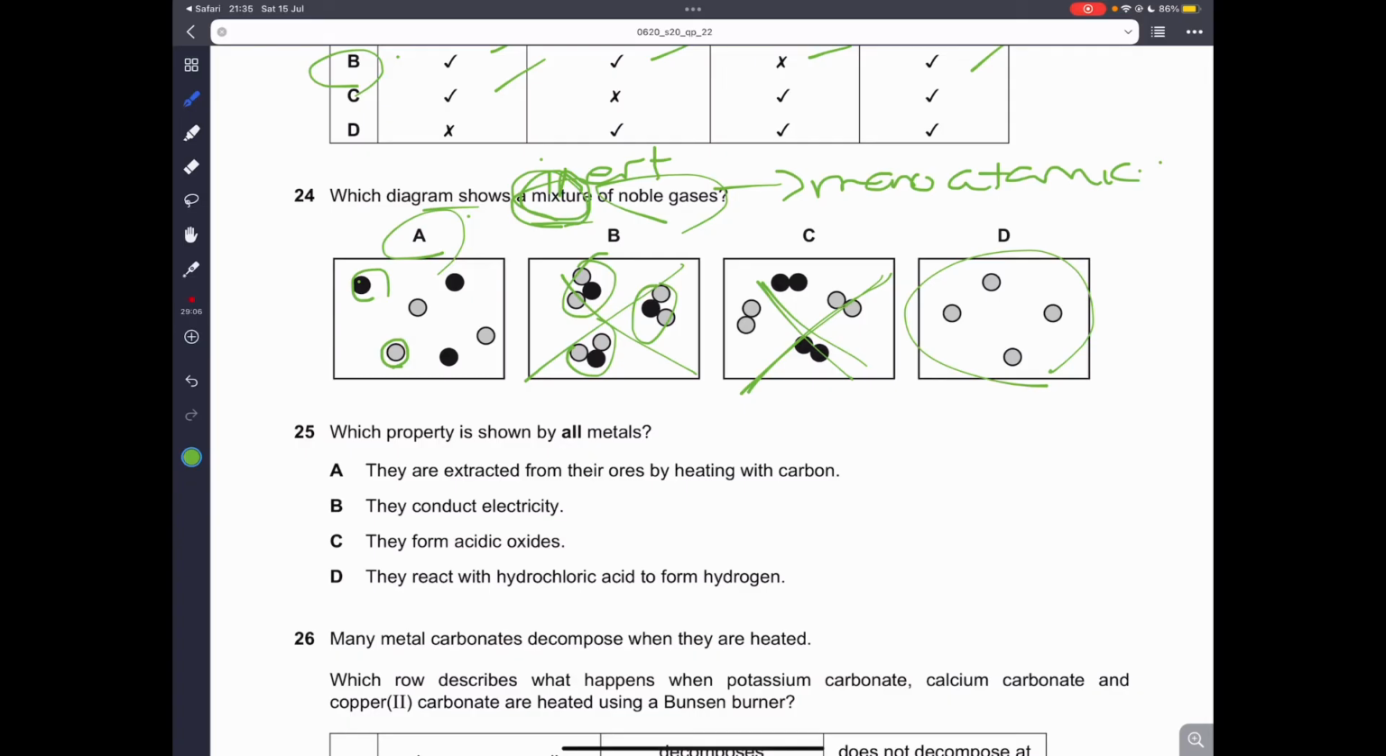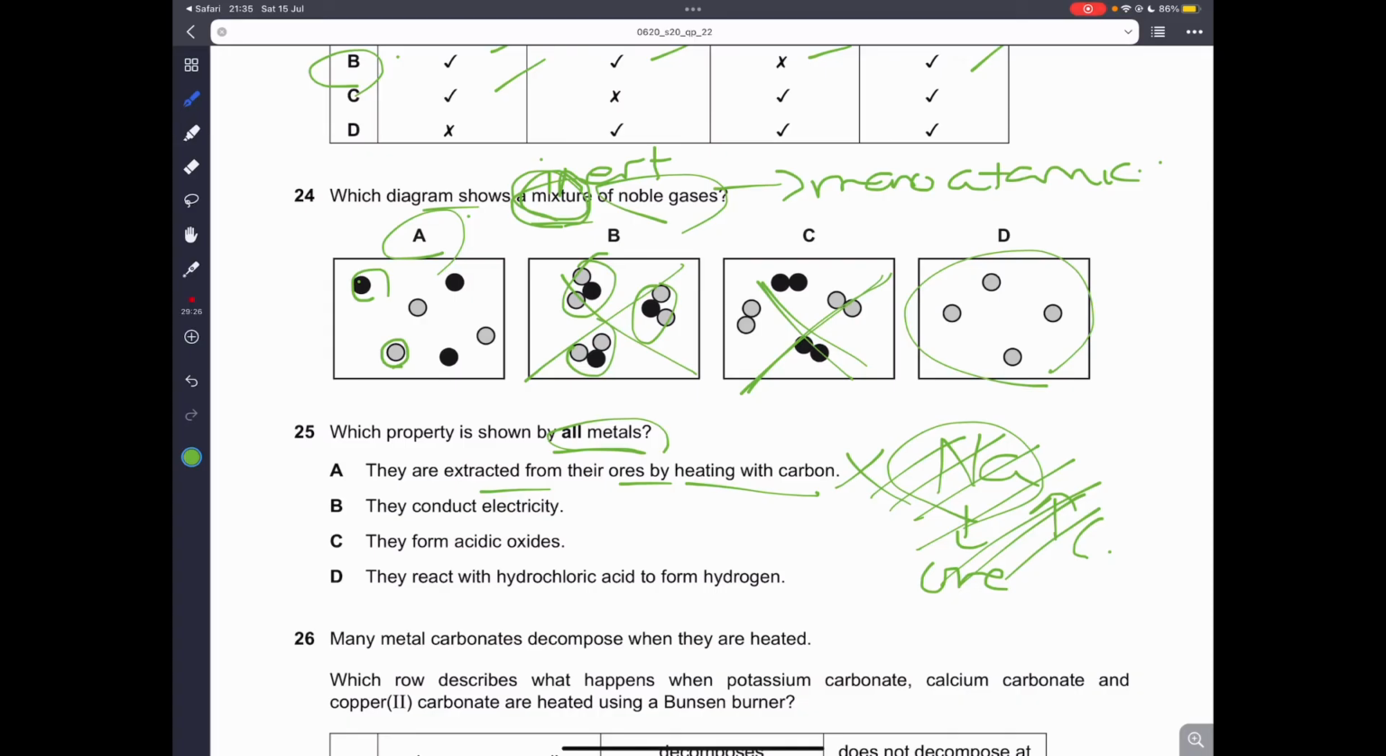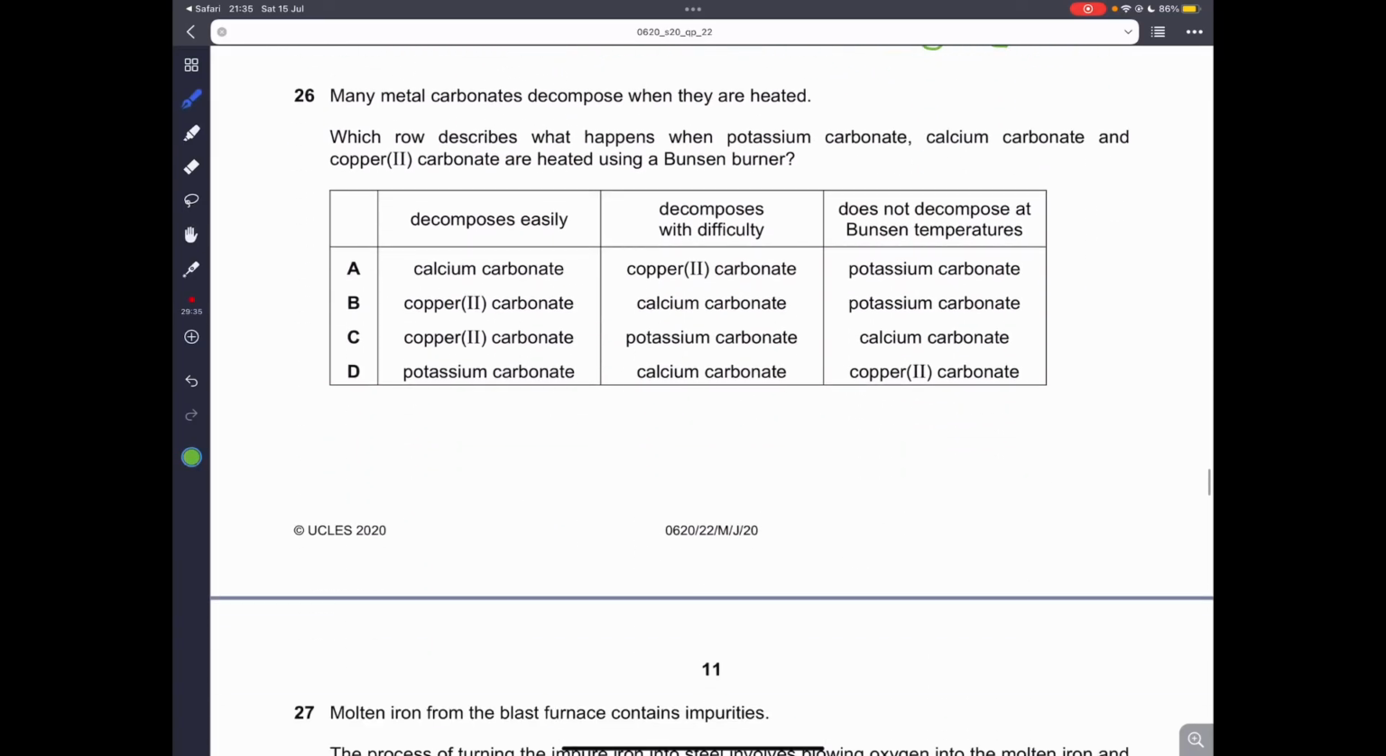Question 25. Which property is shown by all metals? Well, they are extracted from their ores by heating with carbon. This is wrong because you cannot extract sodium from its ore by heating it with carbon, because sodium is more reactive than carbon, so it's not possible. They conduct electricity. This is correct. All metals do indeed conduct electricity.